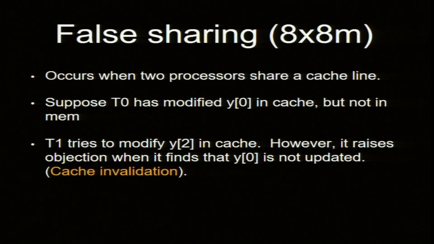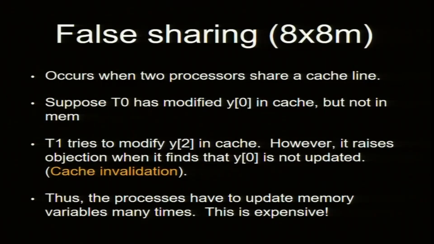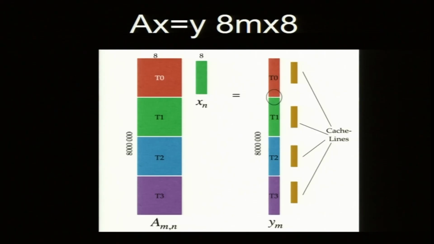Another thing is called private memory. You can define private, so for each processor these two numbers are private. I am not doing it today, maybe we do it later. The processor has to update memory variables many times and this is expensive. Fortunately, this does not happen for the other two cases, 8 million by 8 million or 8000 by 8000. There are some places where it may occur, but not overall, not for the maximum.